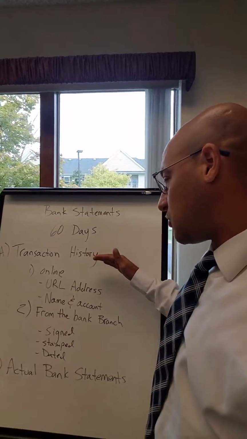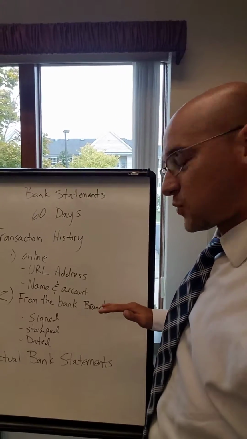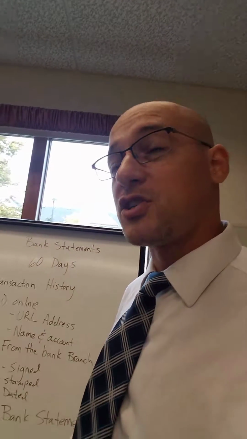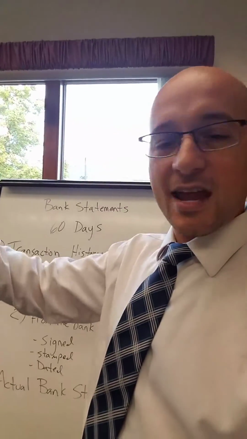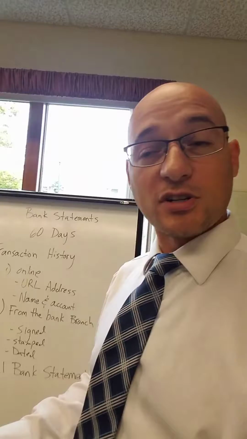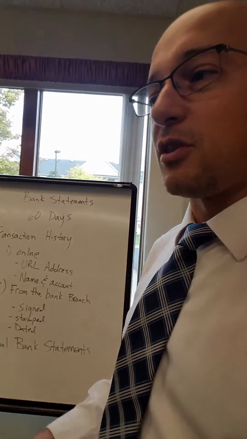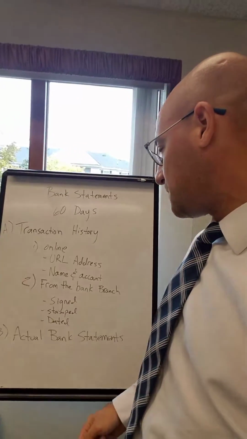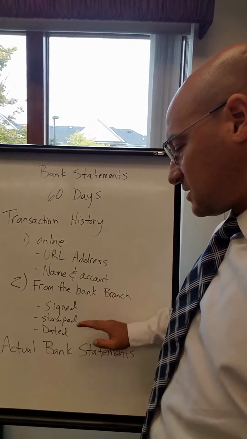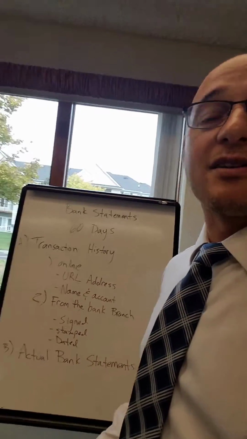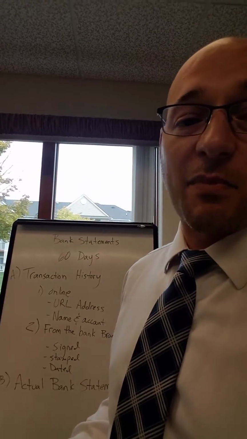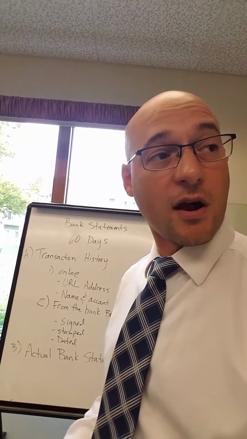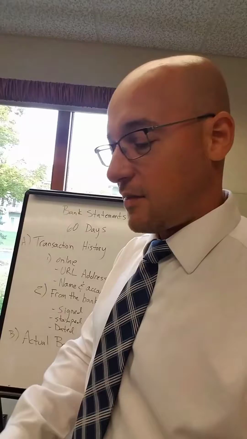The other way you can do it is to go to the actual branch. You can walk in and say, hey, I'm trying to get a mortgage, I need from this date to this date printed out. They'll happily print it out for you and send you on your way. But if you scan or email it to me and it is not signed, stamped, and dated by your bank, I'm going to turn back around and say it's not signed, stamped, and dated. You have to go back to the bank and have them complete this for you, so you might as well do it right here on the front end.